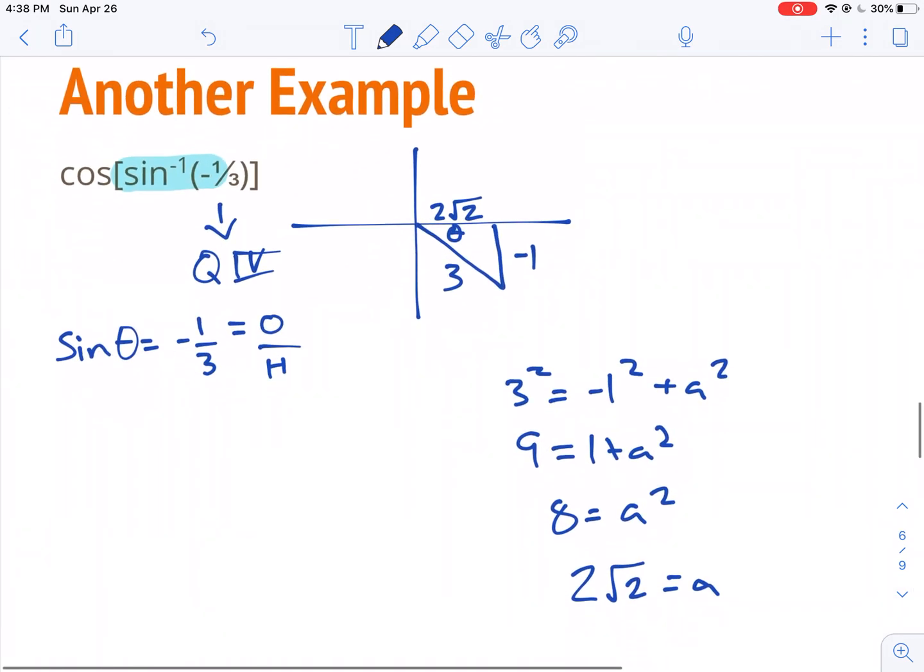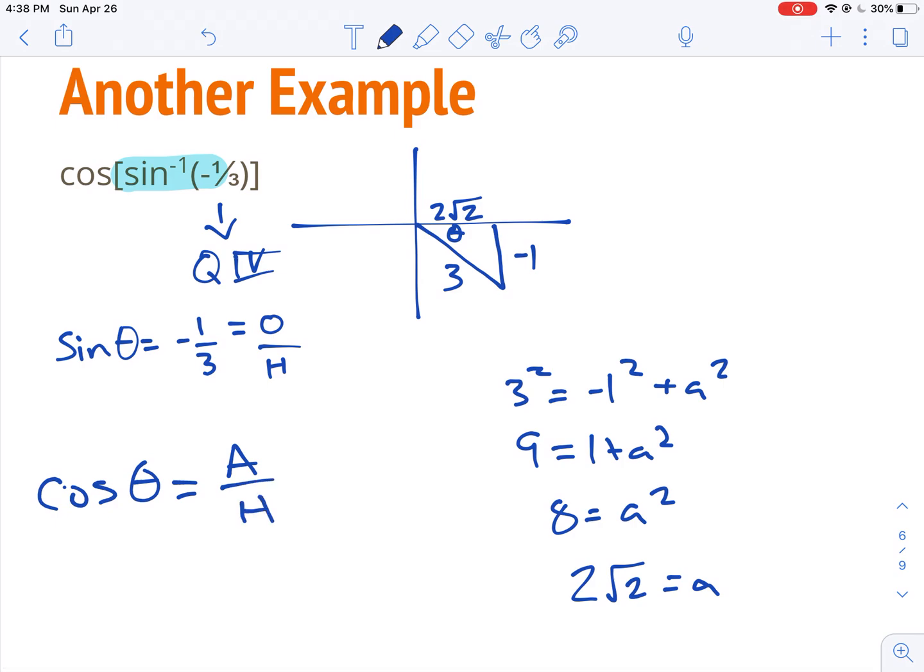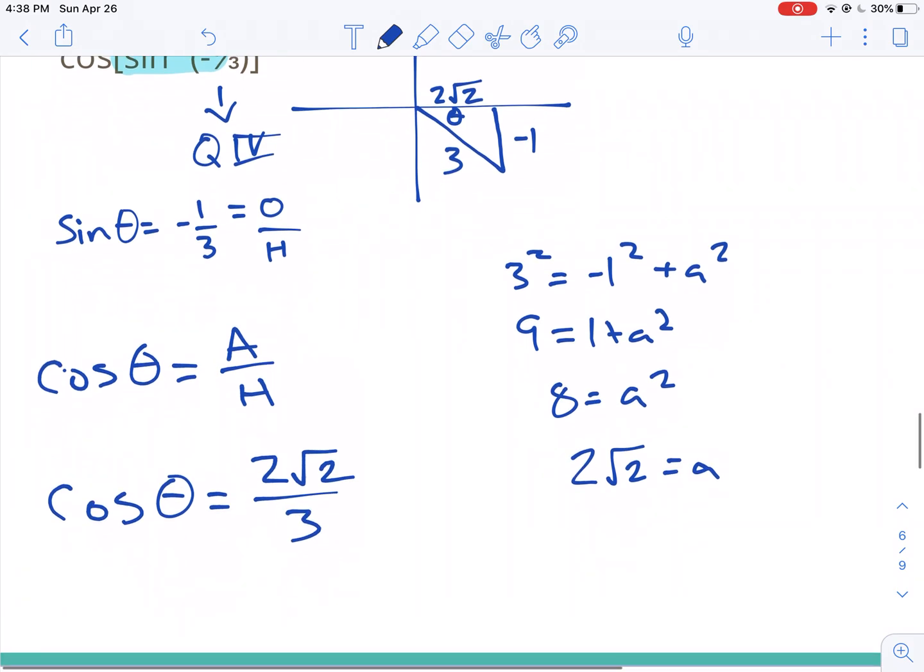And now I go through and I say, all right, that means the cosine of whatever theta this is going to be equal to its adjacent side over its hypotenuse. We just found the adjacent side and we already have the hypotenuse. So my cosine of this theta is equal to 2 root 2 over 3. And that's my final answer.